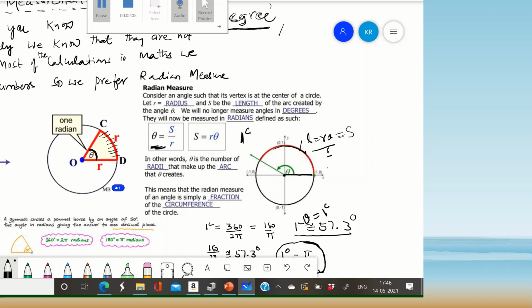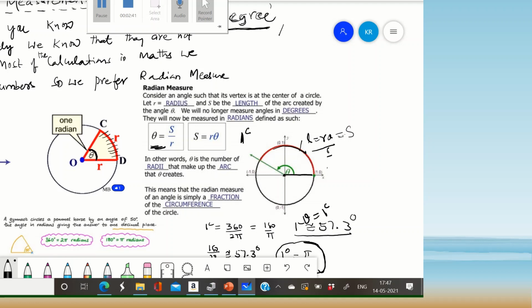It is defined as theta equals the length of the arc divided by the radius. Length of the arc divided by radius gives me the angle. In other words, theta is the number of radii that make up the arc that theta creates. This angle creates the length of the arc, and so many radii are there. So this is nothing but the number of radii. The radian measure of an angle is simply a fraction of the circumference.